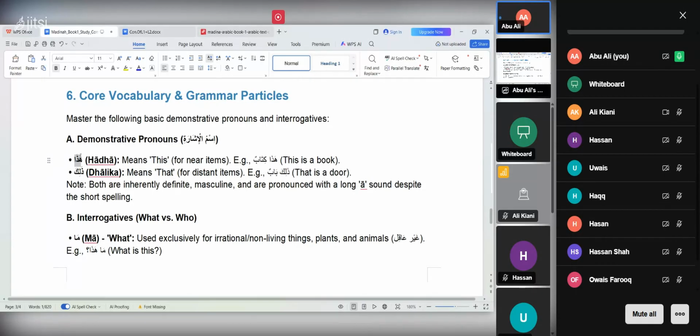Hada for close distances means this, for masculine. There is also hadihi, هذه, which we will take soon, for close feminine. ذلك is for distant masculine. We also have tilke for distant feminine.